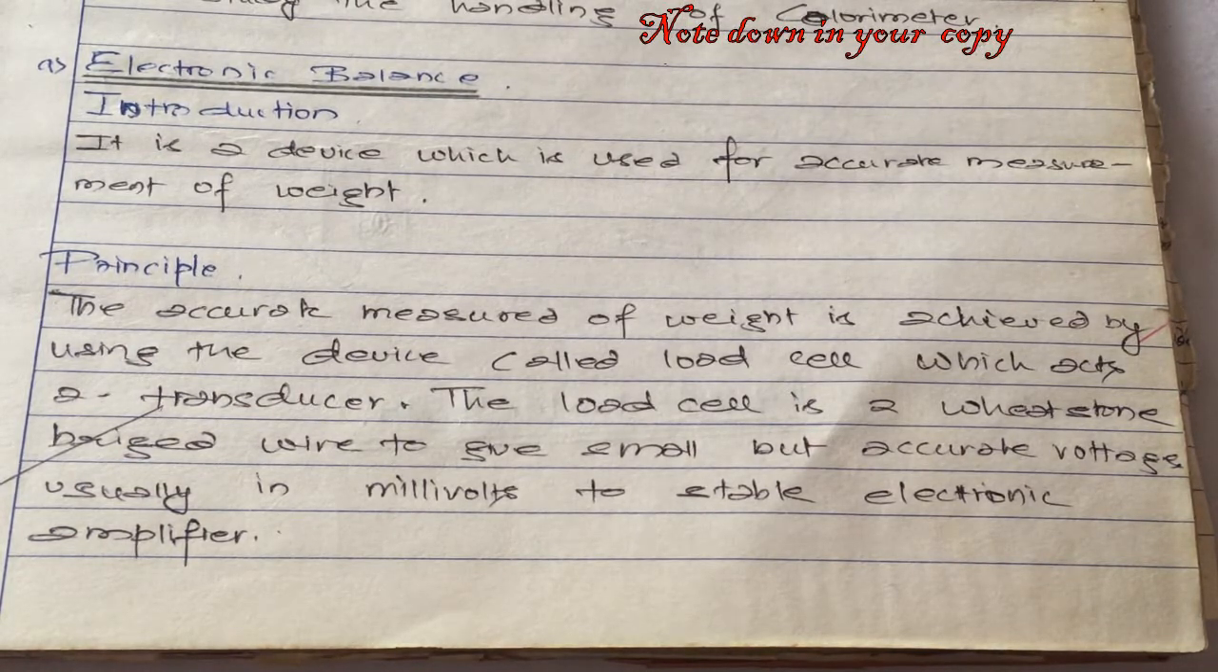Talking about the principle of the electronic balance, the accurate measure of weight is achieved using a device called a load cell, which acts as a transducer. The load cell is a Wheatstone bridge wired to give a small but accurate voltage, usually in millivolts, to a stable electronic amplifier.